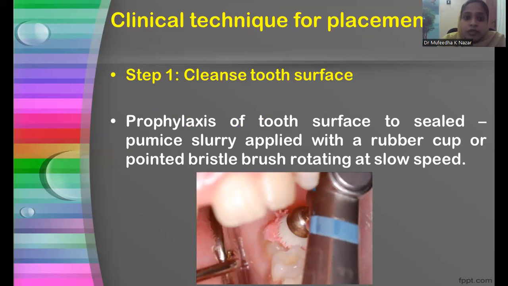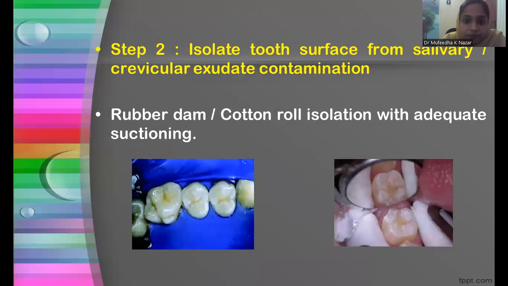Clinical technique for sealant placement. First, for the placement of the sealant, the first step is to cleanse the tooth surface. Cleaning the tooth surface or prophylaxis of the tooth surface can be done using pumice slurry that can be applied with a rubber cup or pointed bristle brush rotating at a slow speed handpiece.